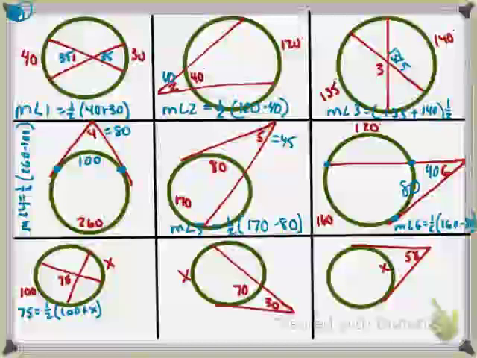How do I get rid of that 1/2 in the equation? Multiply both sides by 2. So that gives me 150 is equal to 100 plus x. And x would be 50.